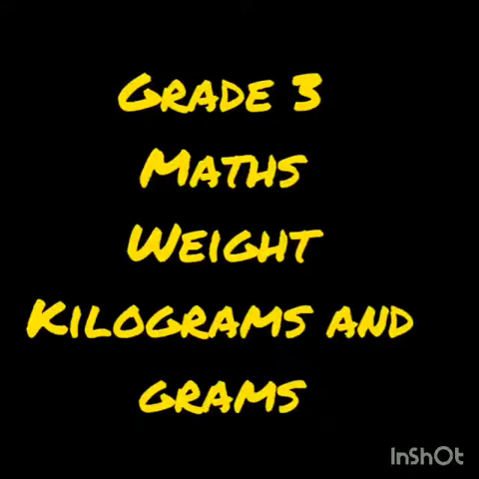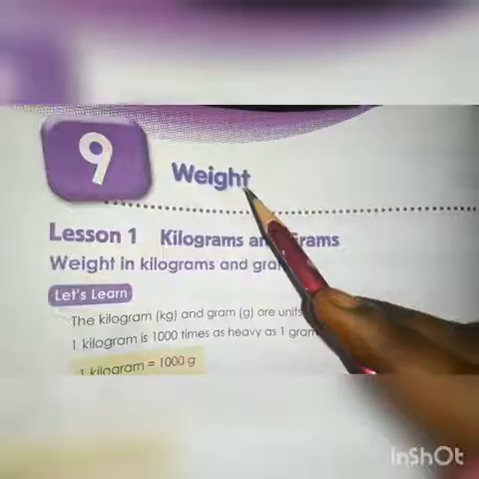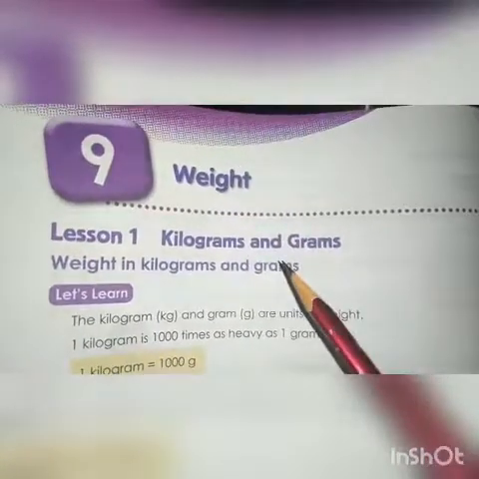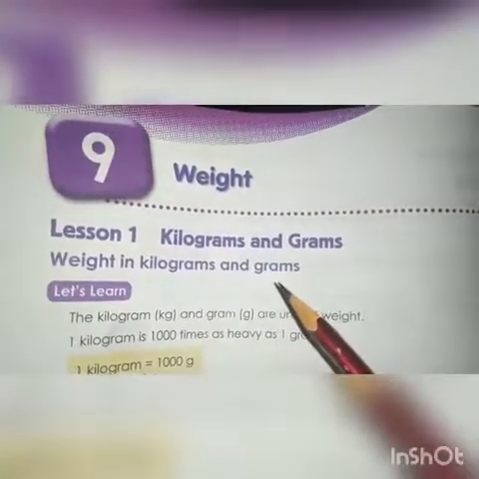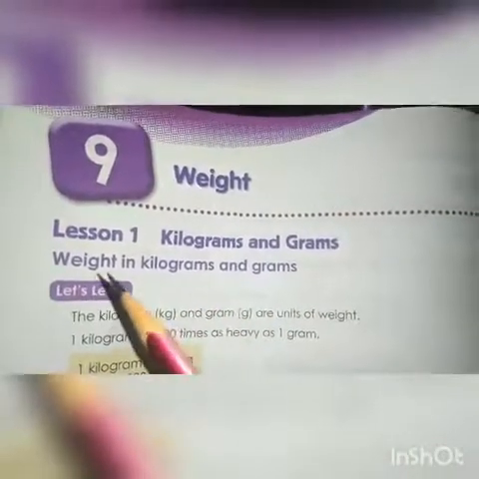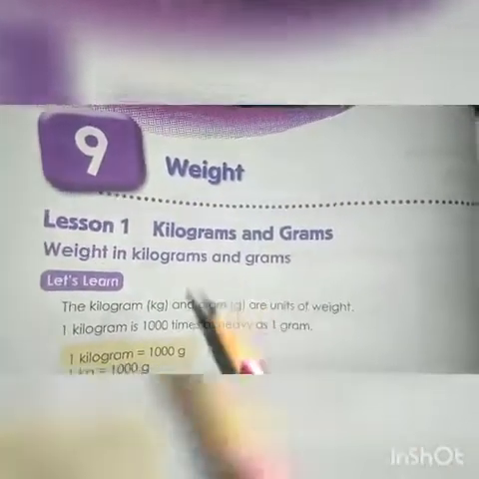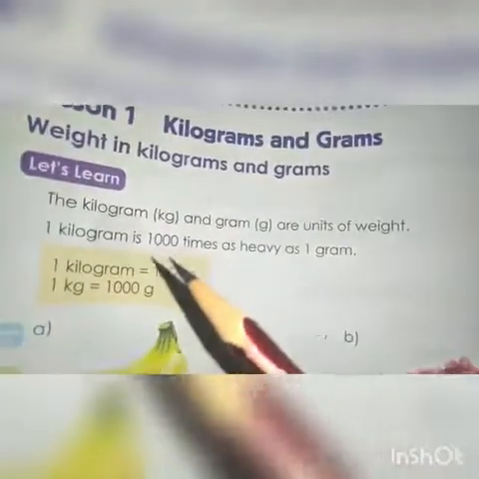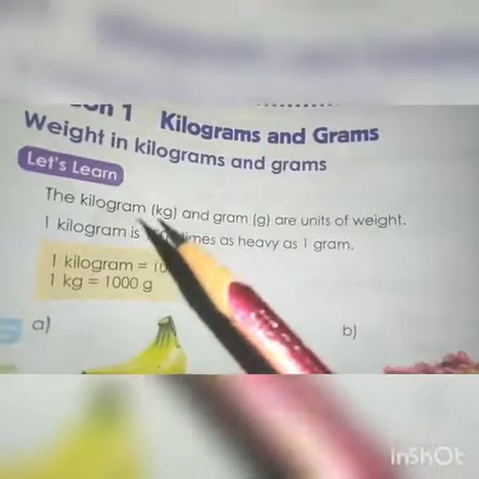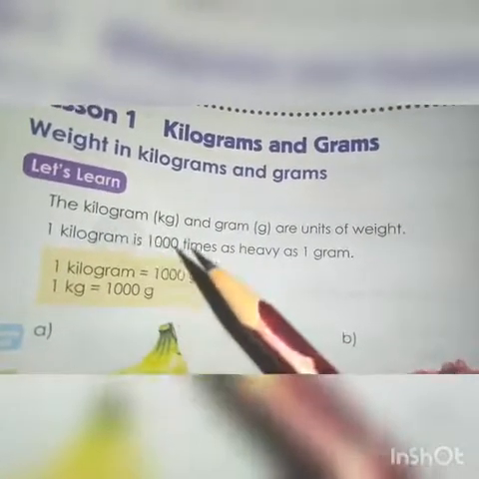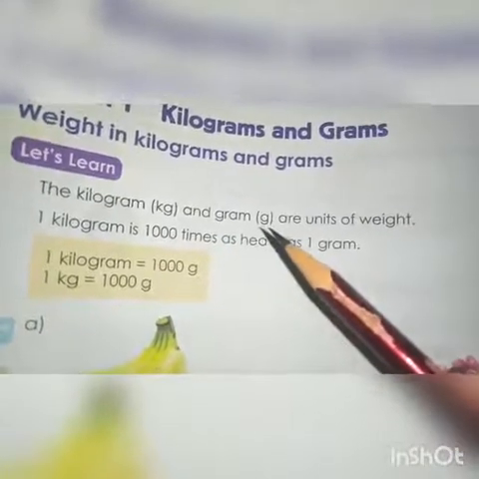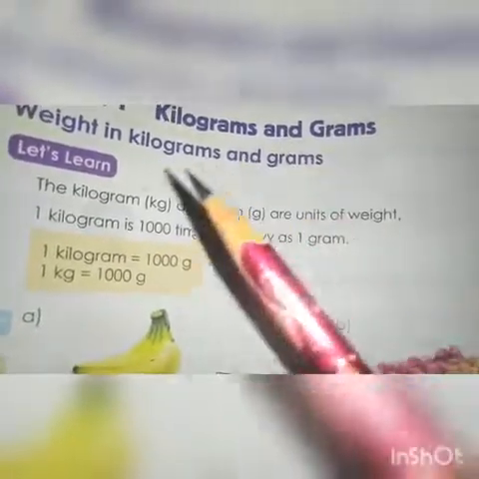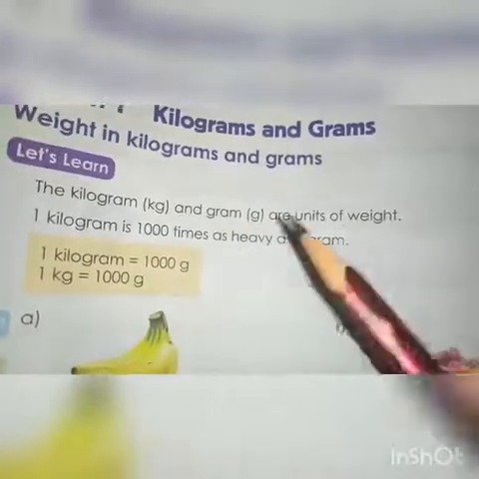Today we are going to see weight in kilograms and grams. We are going to see the weight with these two units. We should know the unit formula. The kilogram is denoted as kg and gram is denoted as g. These two are the units of weight.